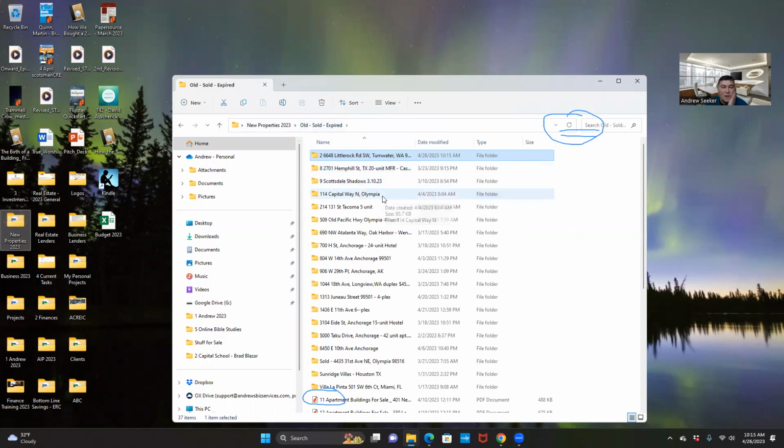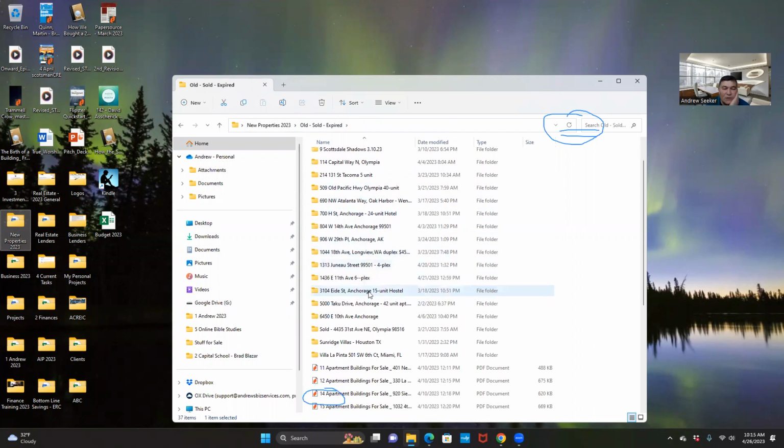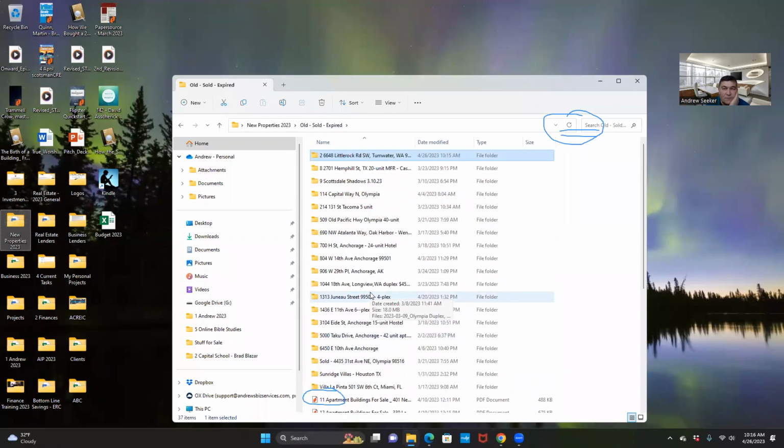Let's see here. Let me try to find one that I've looked at recently that I know a little bit about. Okay, I do like Anchorage, Alaska. I've been looking at a lot of properties up there. Let me see if I can find one here. Oops, how do I get rid of my little circles, my markings, annotations?